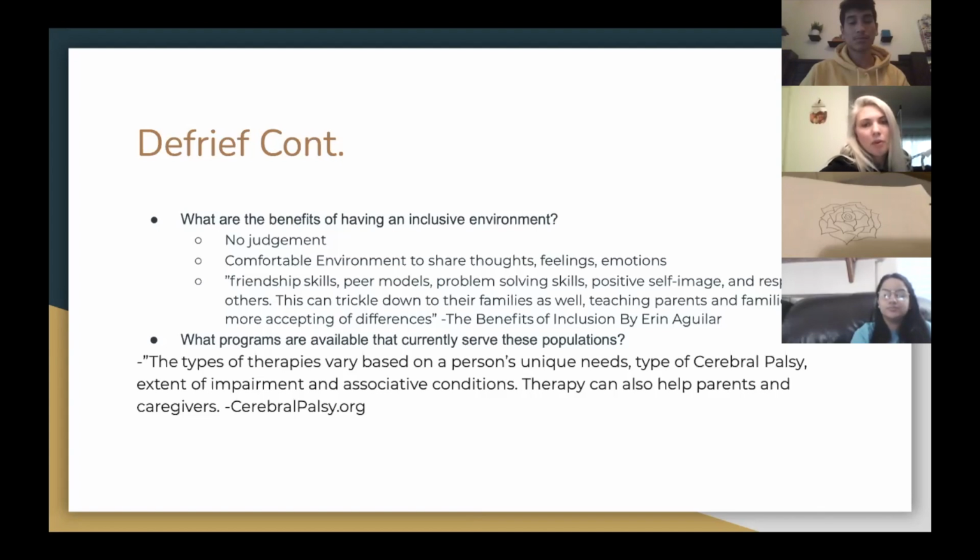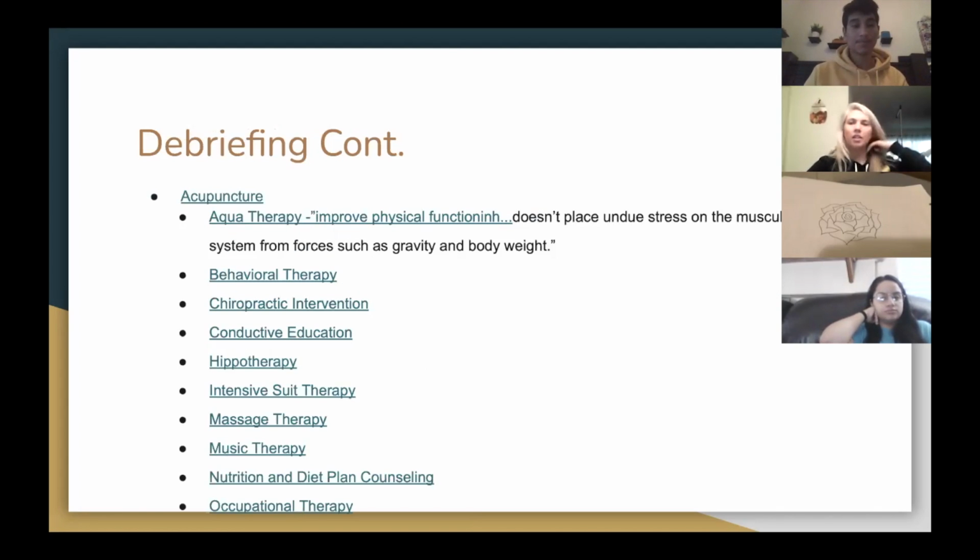So what programs are available that currently serve these populations? I did find camps and such, but I also found a lot of different types of therapy, which can still be recreation related. cerebralpalsy.org talked about how the types of therapies vary based on a person's unique needs and the type of cerebral palsy. I know Alejandro mentioned there are different types of cerebral palsy earlier. Also, depending on the extent of impairment and associated conditions, therapy can also help the parents and caregivers. I just talked about a couple of them because they go into extreme depth on this website, cerebralpalsy.org.